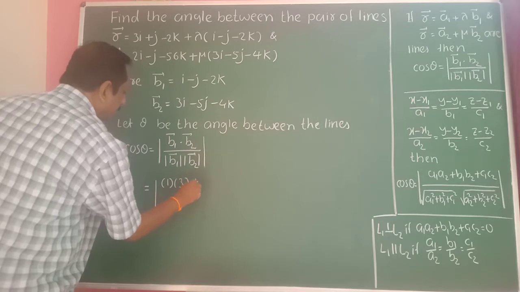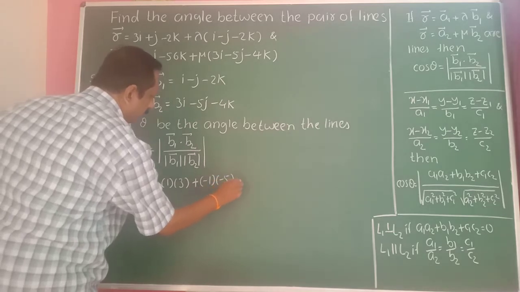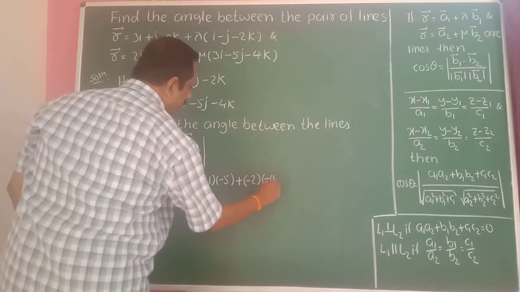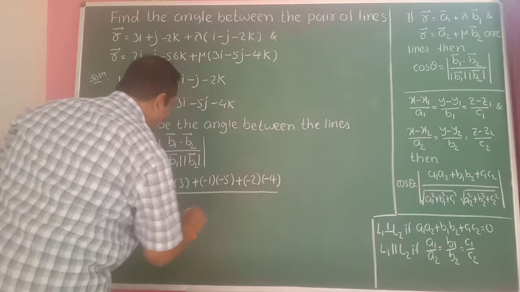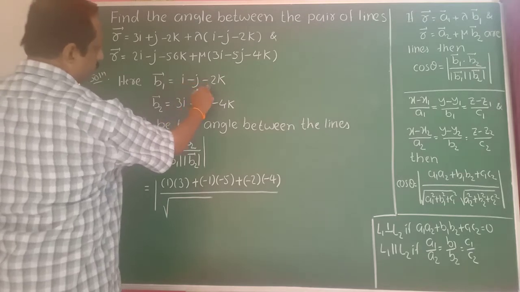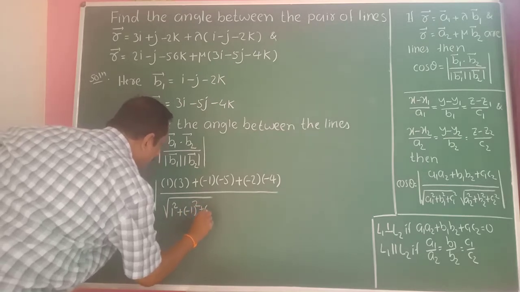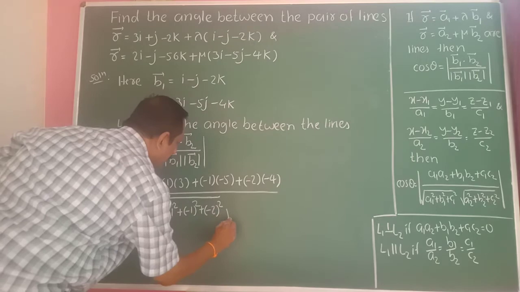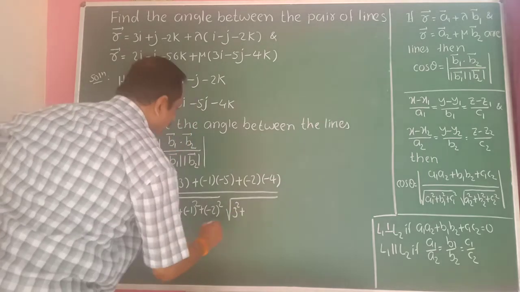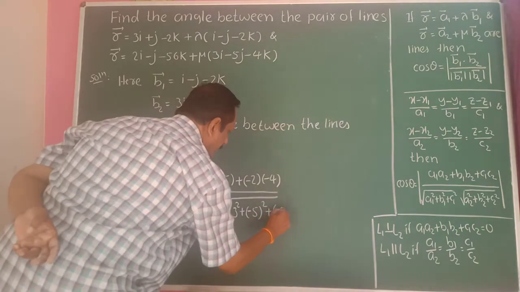1 into 3 plus minus 1 into minus 5 plus minus 2 into minus 4, divided by root of 1 square plus minus 1 square plus minus 2 square, then root of 3 square plus minus 5 square plus minus 4 square.